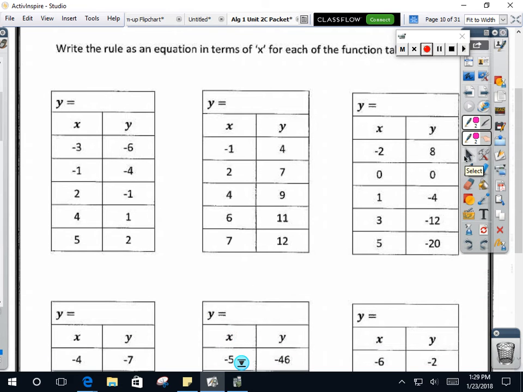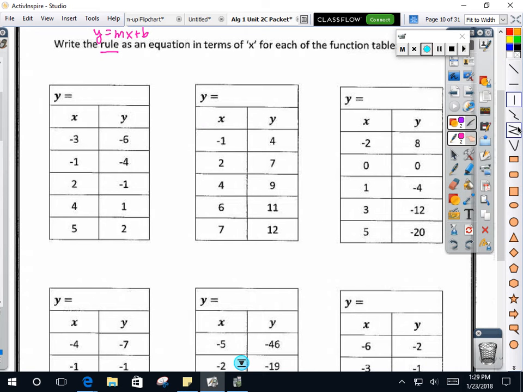All right. They want you to write the rule. When it says write the rule, they want it to be in y equals mx plus b form. Okay, they want the entire equation, and they already wrote the y equals, so all you need is the mx plus b. Well, to find the m, what can you do? Correct. You pick 2 points.